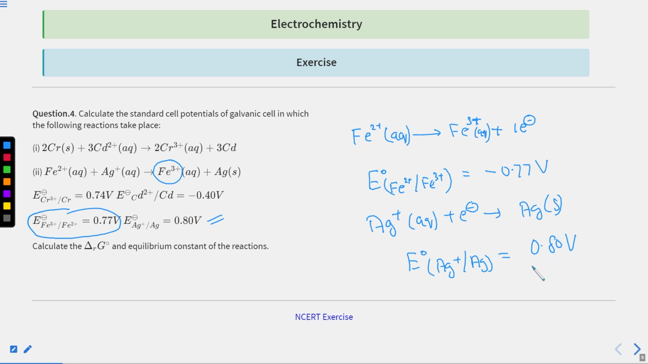Now, just add these values. What will you get for E naught cell? It will be minus 0.77 plus 0.80. That will give you a value of 0.03. Now we are good. It has a positive value. The reaction will be spontaneous. So this will be spontaneous, and the first one will be non-spontaneous.